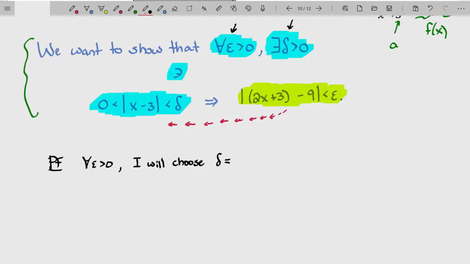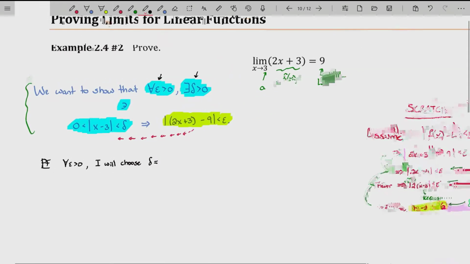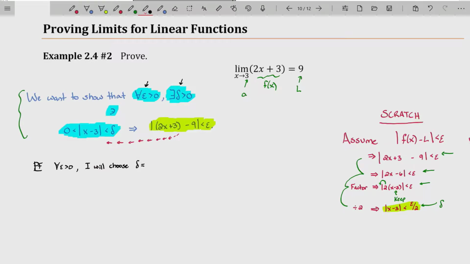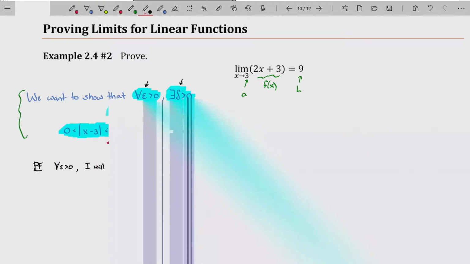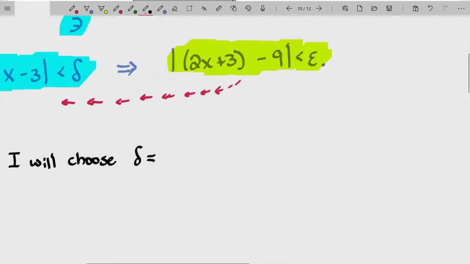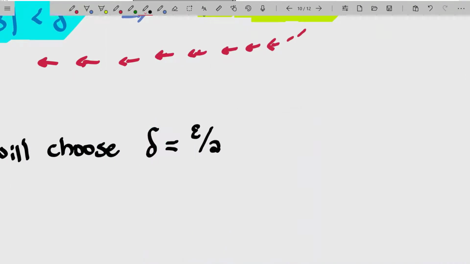Specifically, I'm going to name that delta right now. The delta that I'm going to name is the one that I found over on the right-hand side of our screen here. That delta is equal to epsilon over 2. Sorry, my screen is just doing that. I have no idea why. So I will choose delta equals epsilon over 2.